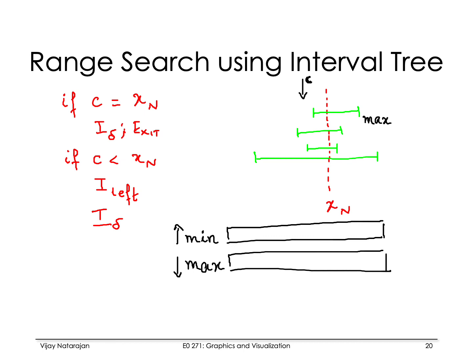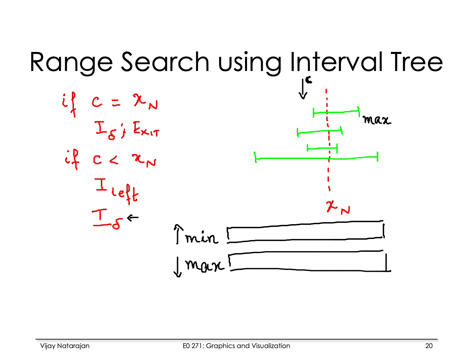So in order to identify which intervals from I sub delta contain C, I go through the min array. Note that it is sorted in increasing order of the min values. I read off the min values one by one. So let's see, this is the first one.